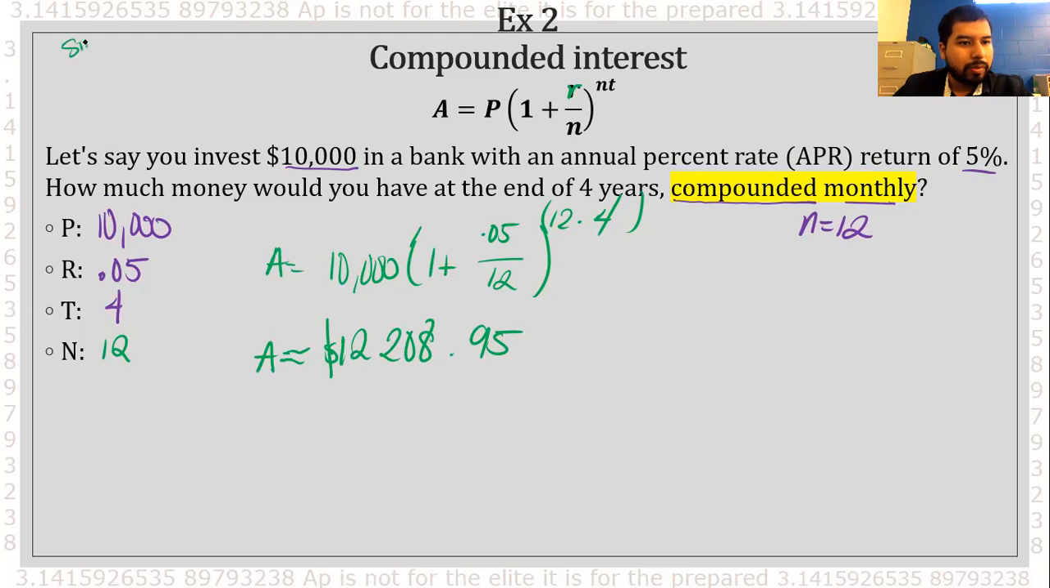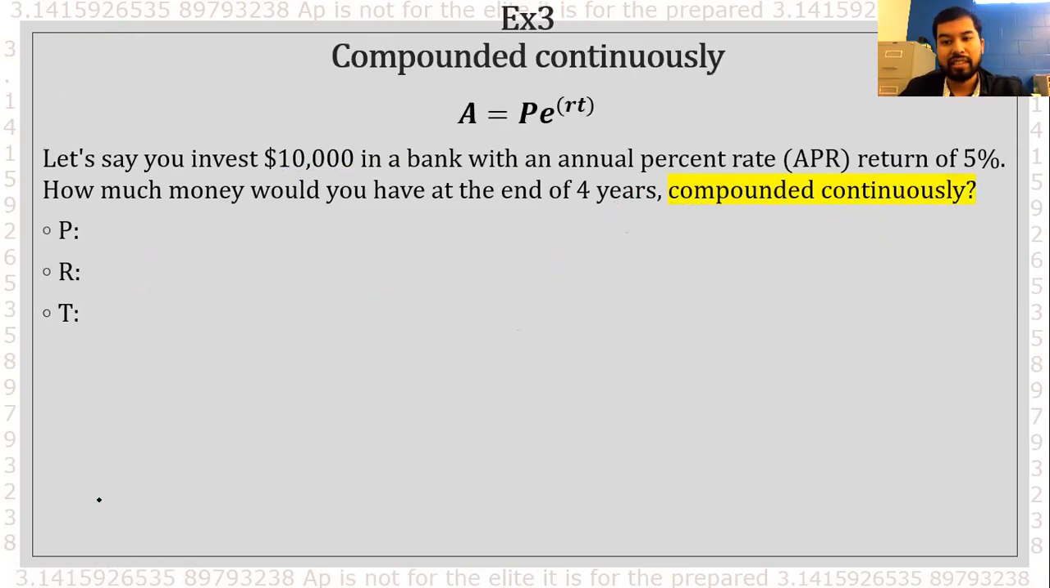On the simple, it was just 12K. And notice how just by compounding our money monthly, we were able to get a couple more bucks, $208 more, which is pretty good if we're investing this. Okay. How about compounding continuously? Keep in mind the same exact question, but now it's compounding continuously, meaning we're going to use the equation with the e. So go ahead and pause the video right here and give this one a try.